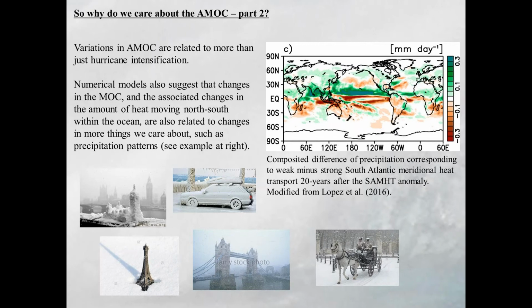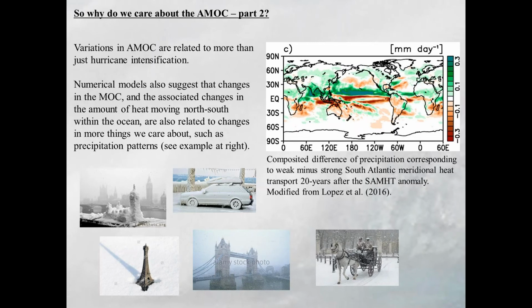Hosme, who I don't think is here, did a recent study that showed connections in numerical models between changes in the meridional overturning circulation in the South Atlantic and precipitation patterns in all the areas that you see here in the map. Some of the areas becoming wetter, some of the areas becoming drier.